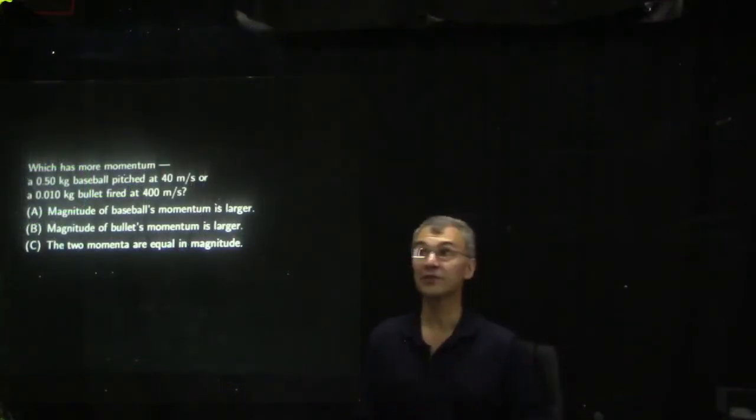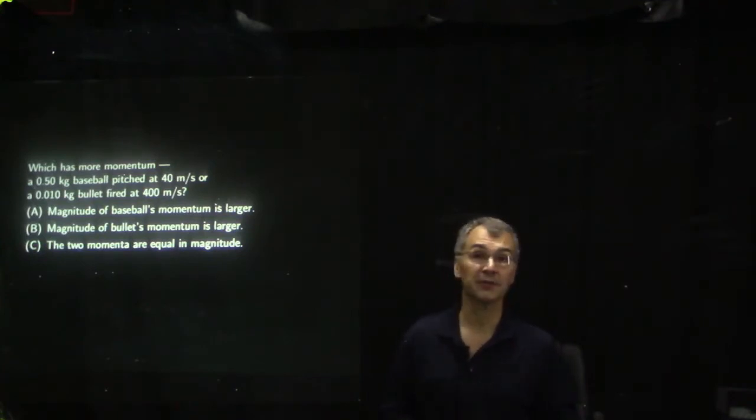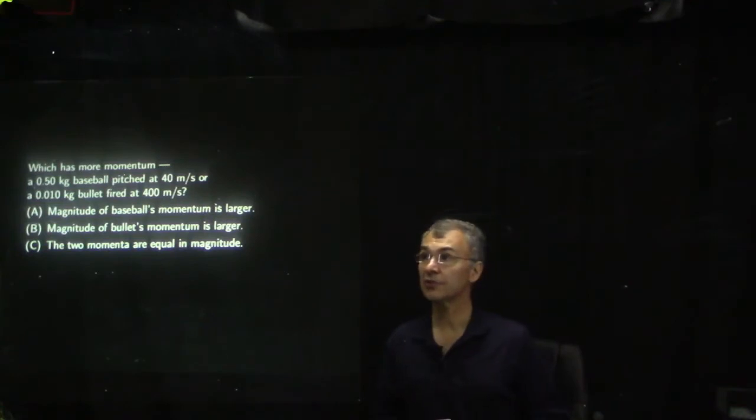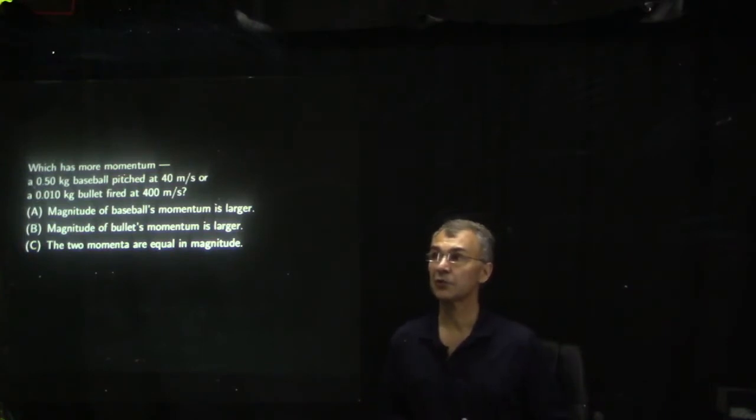Which has more momentum? A 0.5 kilogram baseball pitched at 40 meters per second, or a 0.010 kilogram bullet fired at 400 meters per second. Okay, so a half kilogram baseball versus a 10-gram bullet, but it seems like there's a factor of 10 ratio of speeds. So let's see if we can work that out.